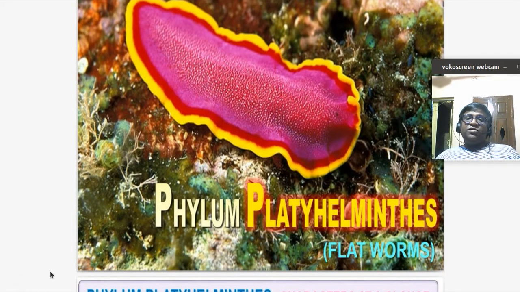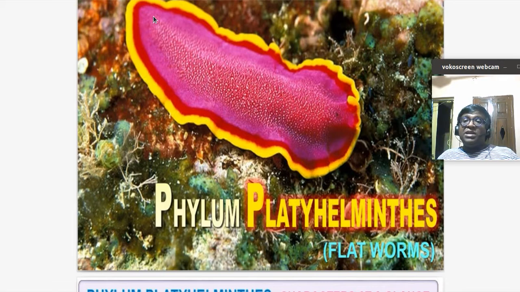The next phylum, from here it is interesting, phylum Platyhelminthes, flatworms we call them. So most of them are parasitic, that is they are found within the host, endoparasitic they are. So what you see here is the planaria. Such beautiful colorful planaria you can notice, which is also a flatworm. See, as the name indicates, flatworms are dorsoventrally flattened. They are flattened structures.